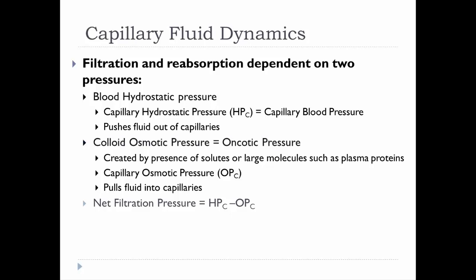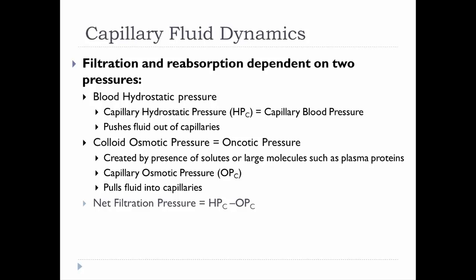Whereas colloid osmotic pressure, also called oncotic pressure or capillary osmotic pressure, is created by the presence of solutes or large molecules like the plasma proteins, which are the biggest contributors to osmotic pressures, particularly albumin. And since we have a lot of albumin in our blood, the blood is hypertonic compared to the interstitial fluids, which means we're going to pull fluid in.